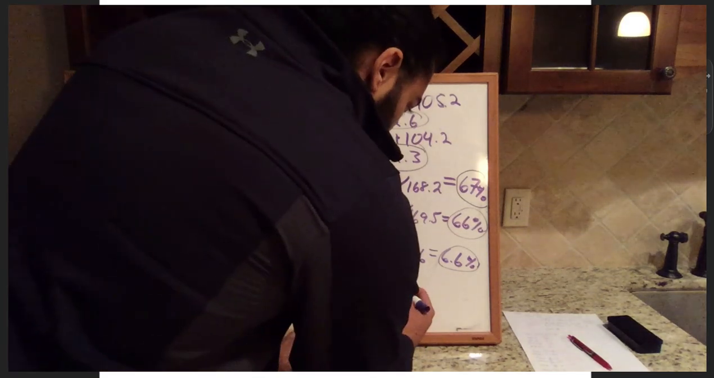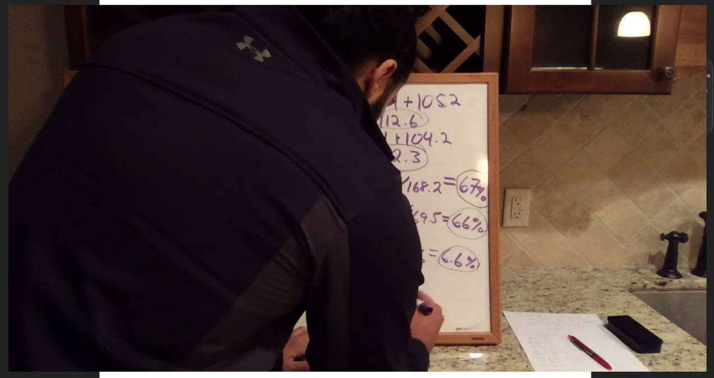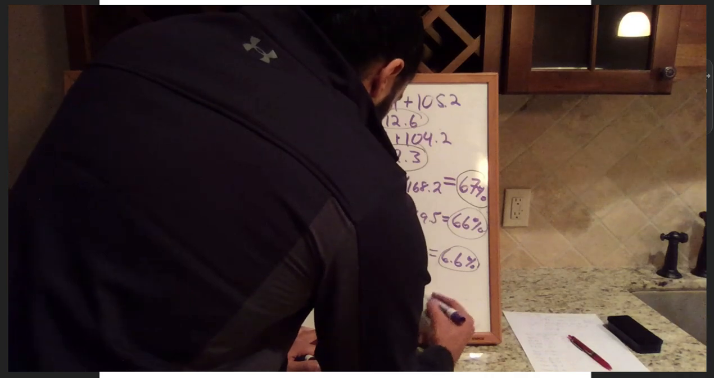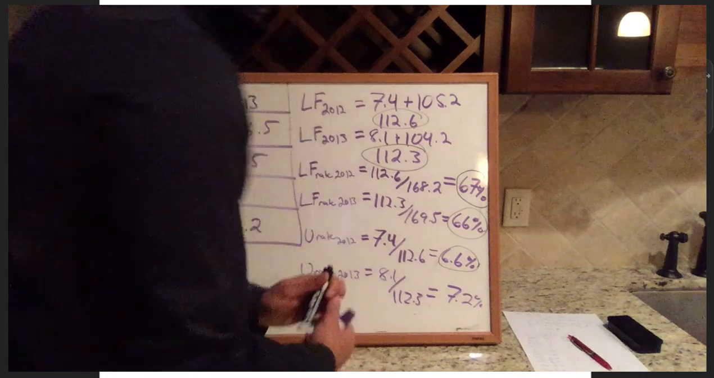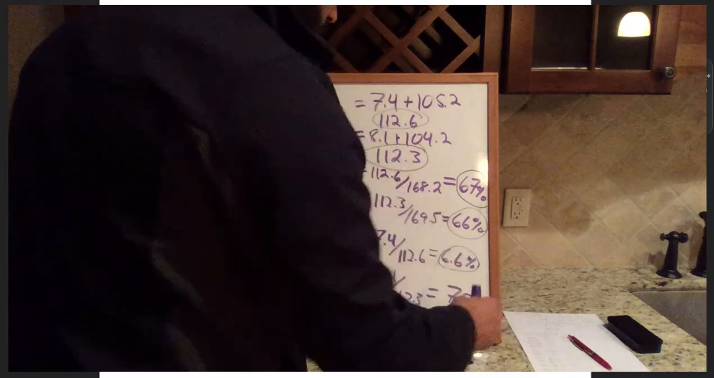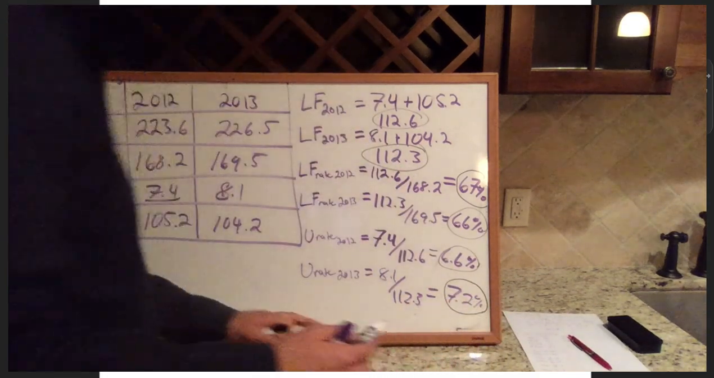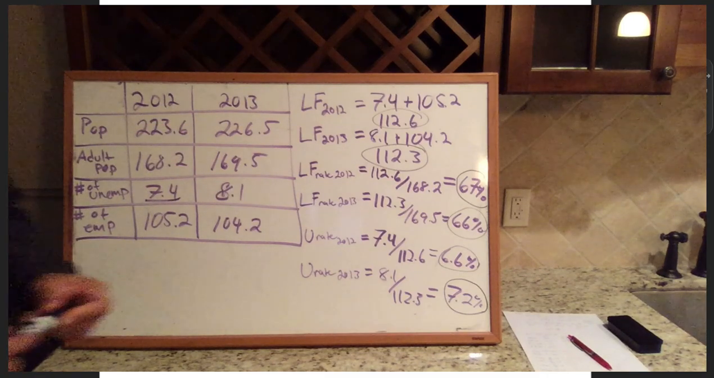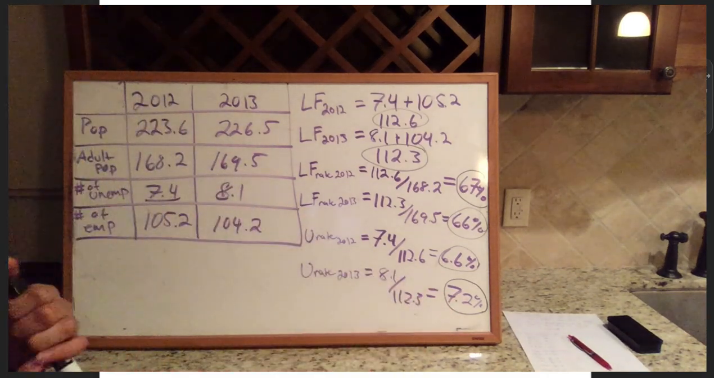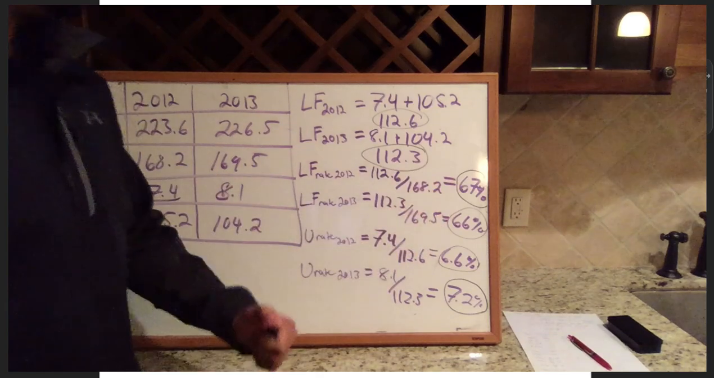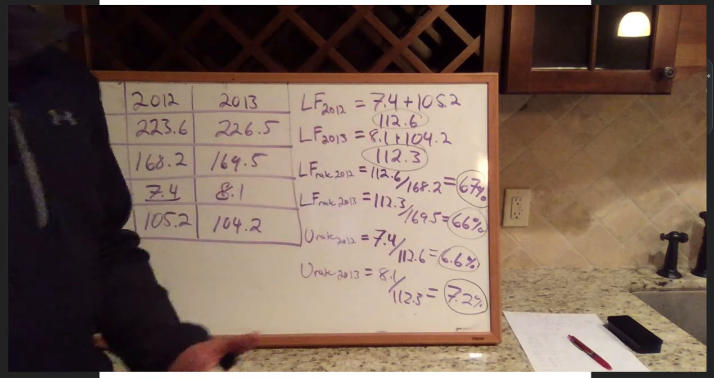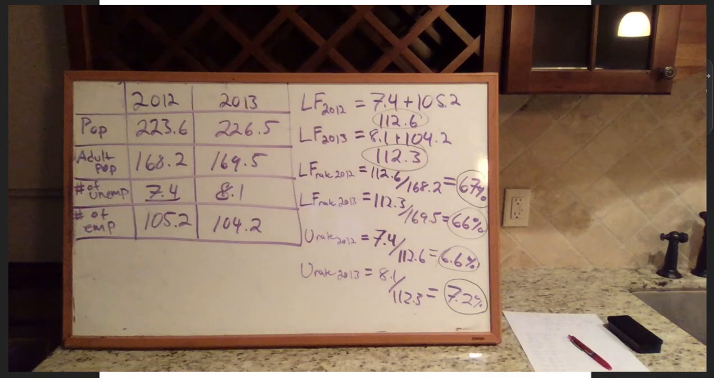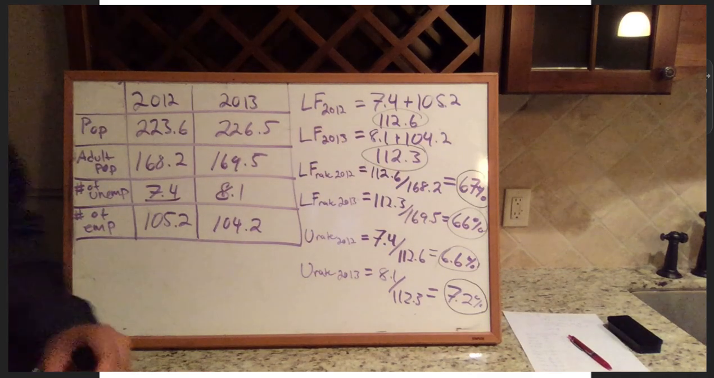Now 2013, it's going to be 8.1 divided by 112.3, and you get 7.2%. So what you notice, going from 2012 to 2013, we see an increase in our unemployment rate. We see a decrease in our labor force participation rate. And also our labor force has decreased overall. So again, these are things that you should know for the exam, as well as our worksheets. So basically that's the review.